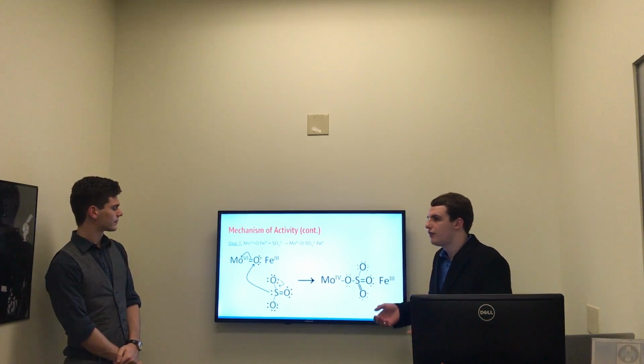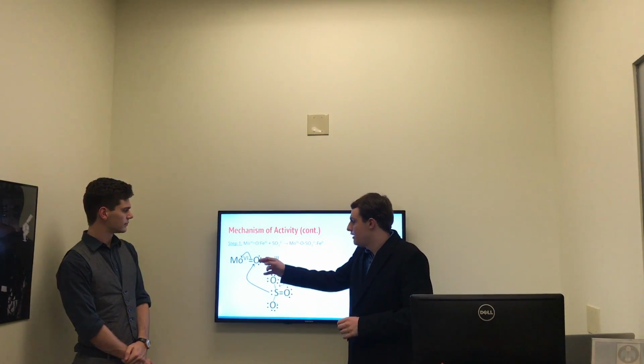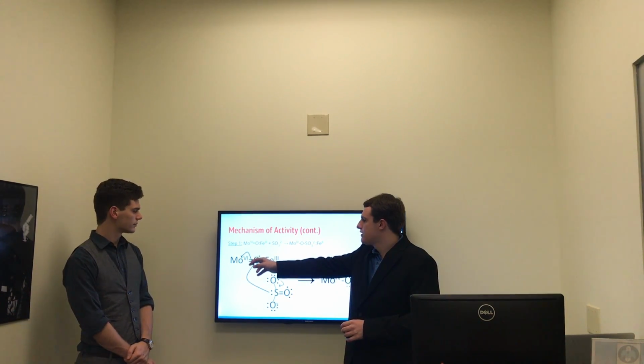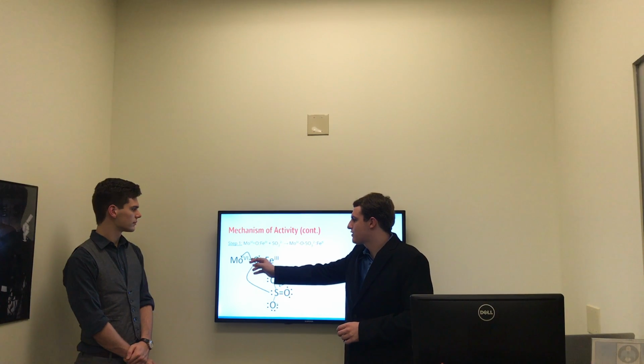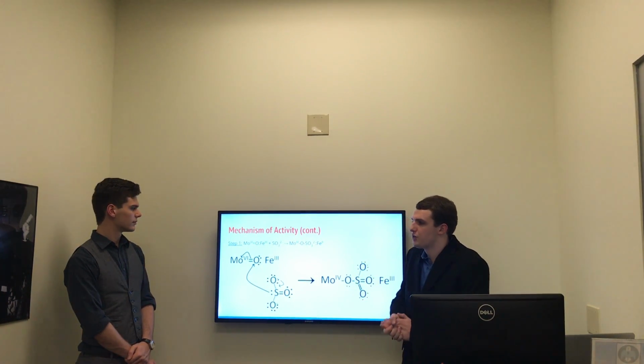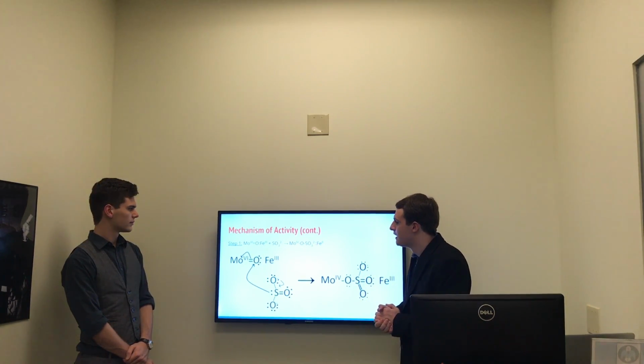So first up, the sulfite does a nucleophilic attack on the oxygen that is double bonded to the molybdenum. Two of the electrons that are bonding the molybdenum to the oxygen actually go to the molybdenum, turning it from molybdenum 6 to molybdenum 4. And the reason the molybdenum can accept these electrons is because it's a transition metal and has that extra d orbital to accept those electrons.